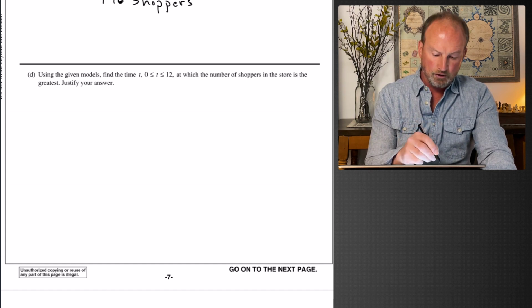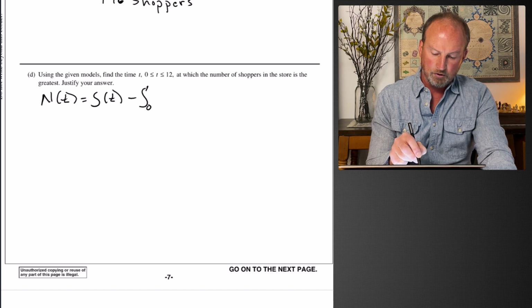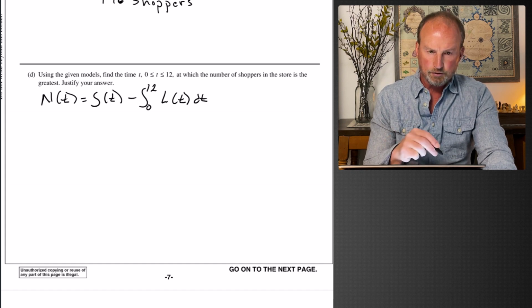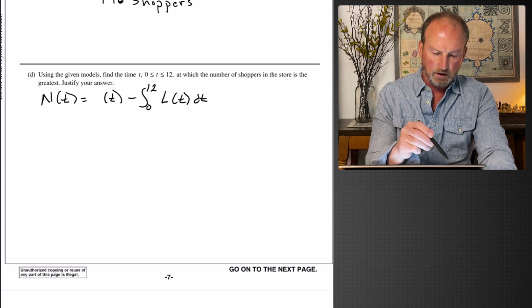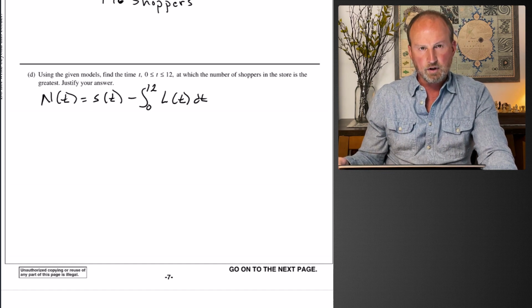Number of shoppers. Well, I just wrote that equation. The number of shoppers in the store at any point in time is the number of shoppers that enter minus the number of shoppers that leave. But now we're not going to 4. Now we're going to 12 of L of t dt. Super important that you show that there. Again, my S looks like an integral. Sorry, I need to write more precisely.